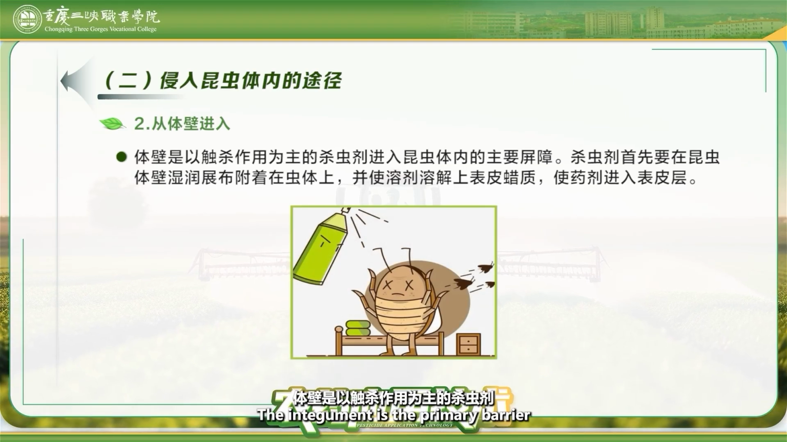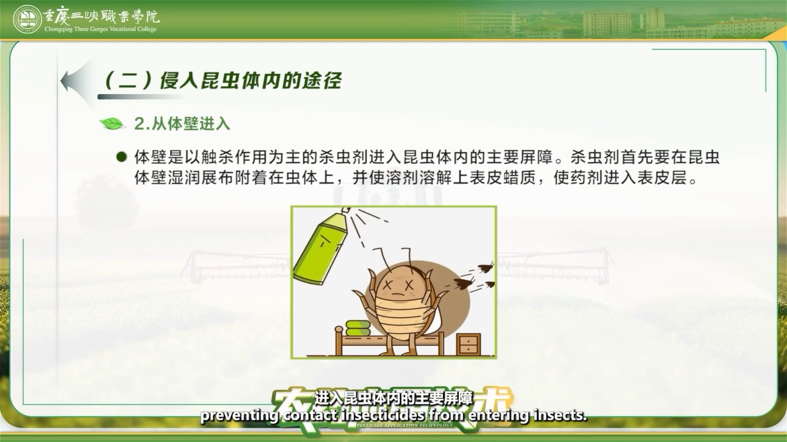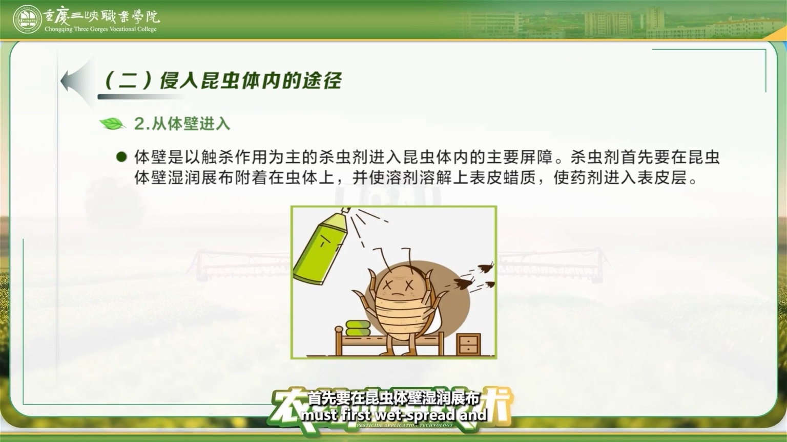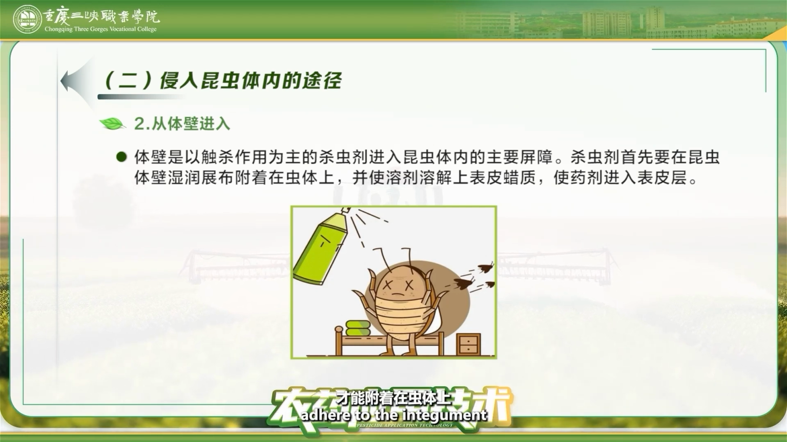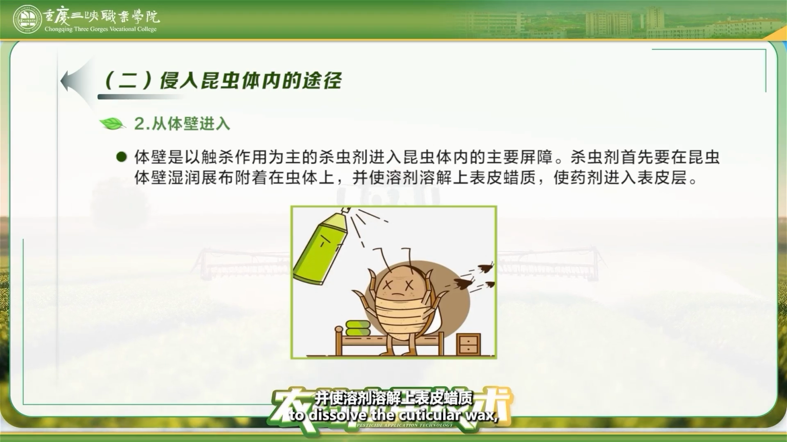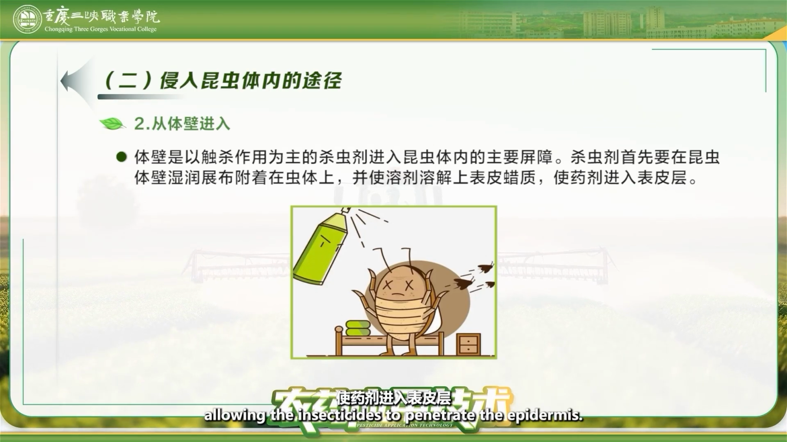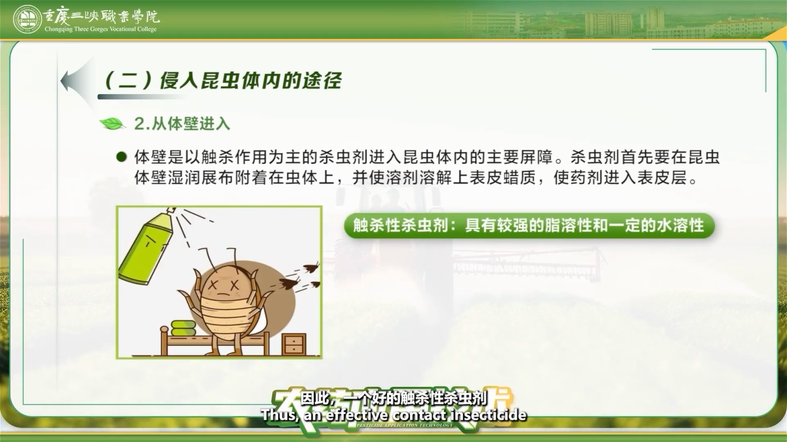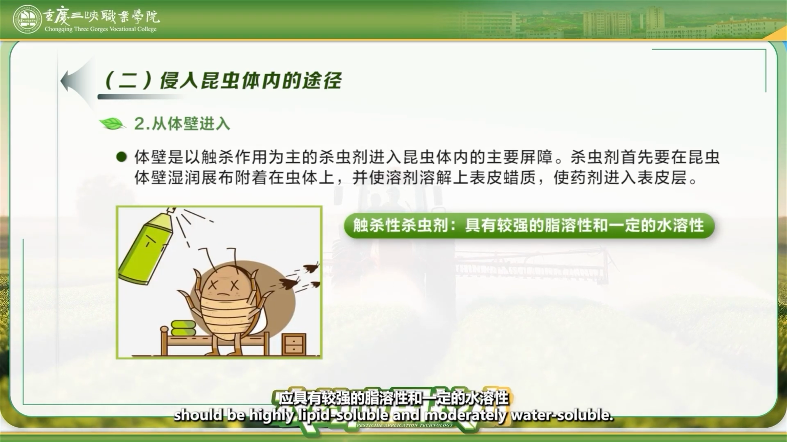2. Via the integument. The integument is the primary barrier preventing contact insecticides from entering insects. Any insecticide must first wet, spread, and adhere to the integument to dissolve the cuticular wax, allowing the insecticides to penetrate the epidermis. Thus, an effective contact insecticide should be highly lipid-soluble and moderately water-soluble.